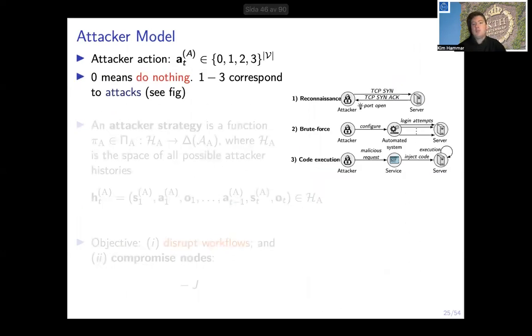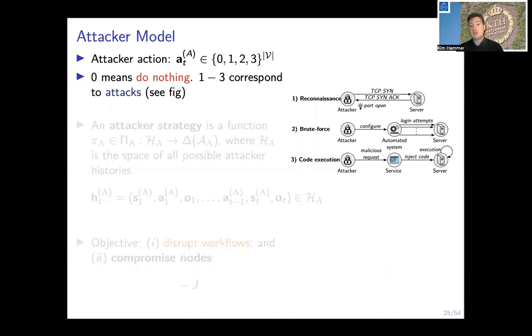Finally, we define the attacker model in a very similar way. Just like the defender, the attacker selects an action at every time step. That action is a vector, where each component corresponds to a sub-action for a given node. And the sub-action can take on 4 different values. 0 means to do nothing, and 1 to 3 correspond to offensive actions.